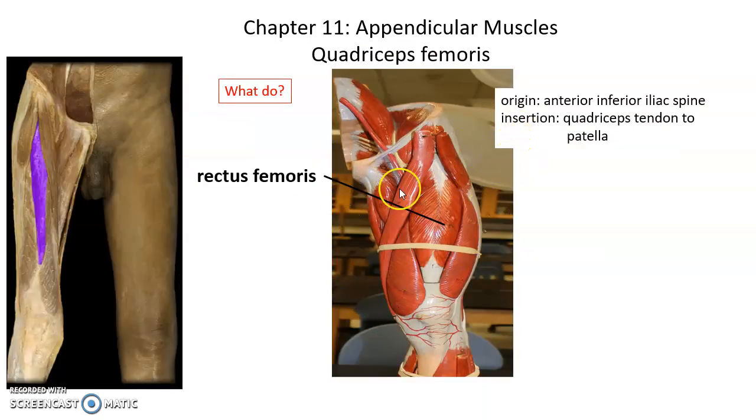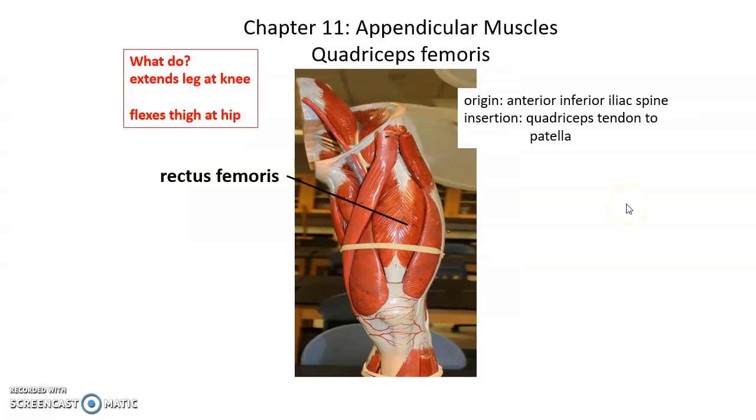All right, back to an anterior view. Now we're going to the quadriceps in the anterior compartment. First up is the central muscle, the rectus femoris. Rectus femoris' origin is the anterior inferior iliac spine, and it inserts into the quadriceps tendon that goes to the patella and down to the tibial tuberosity. So the rectus femoris crosses two joints, the hip joint and the knee joint. What does it do?